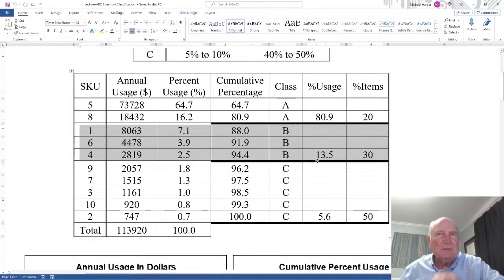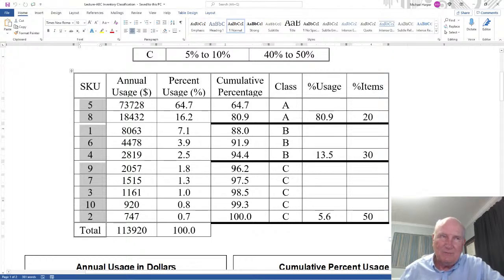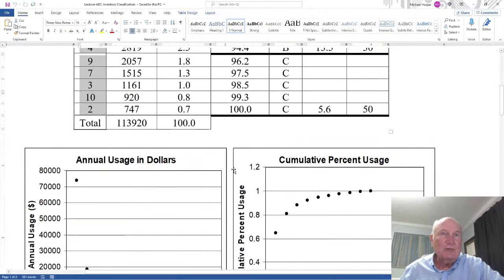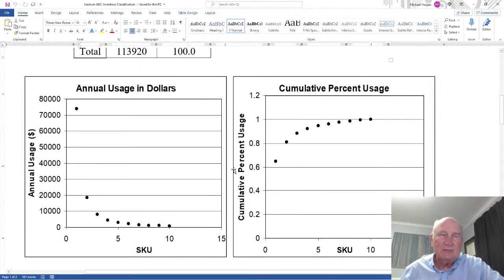Well, let's see a little bit more on the practical side. Well, down here, when you start classifying this, it's easy to see these percentages when you have only 10 SKU items. But what if you had 1,000 or 10,000 or 250,000 items? You're not going to look at a table. Instead, you can do it very easily visually.